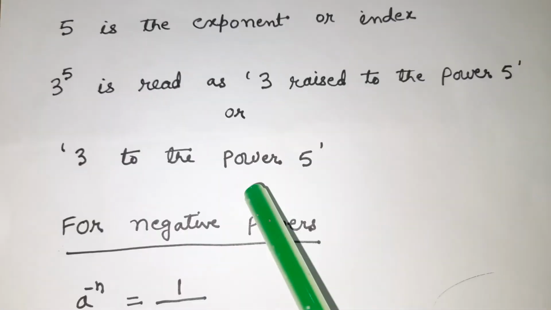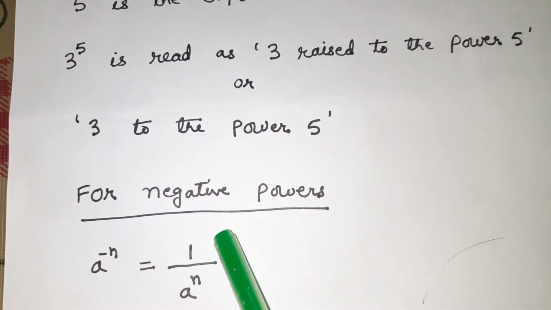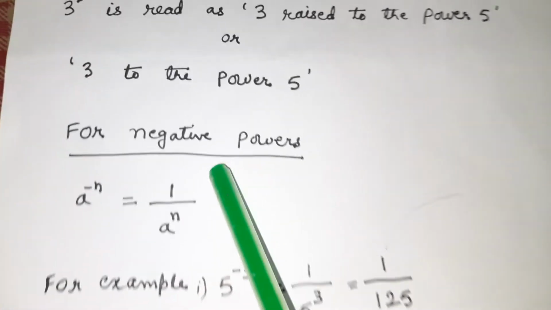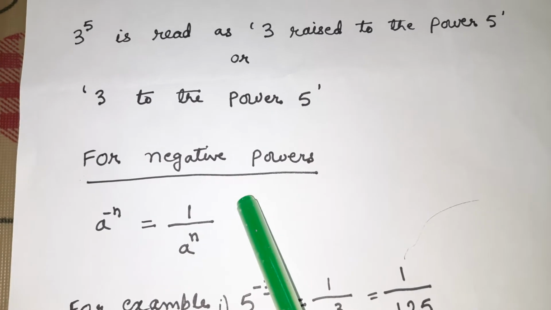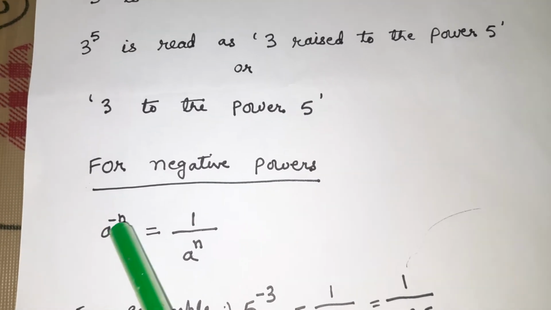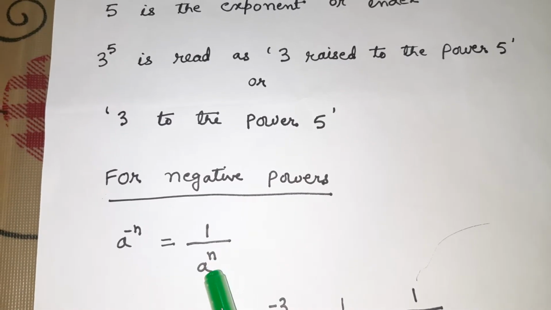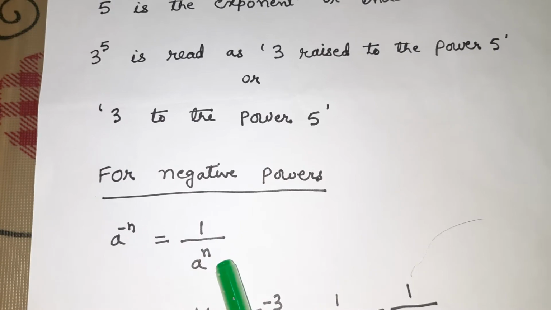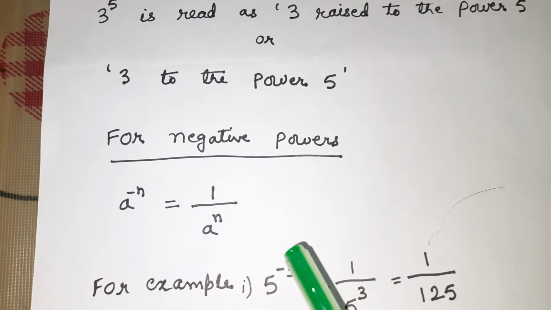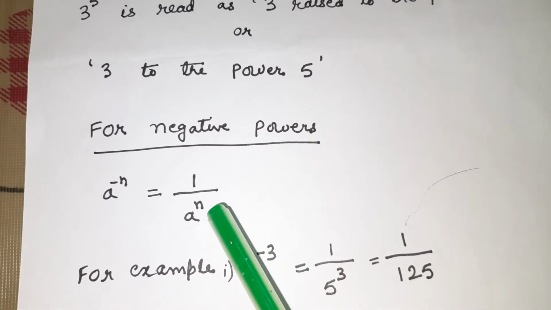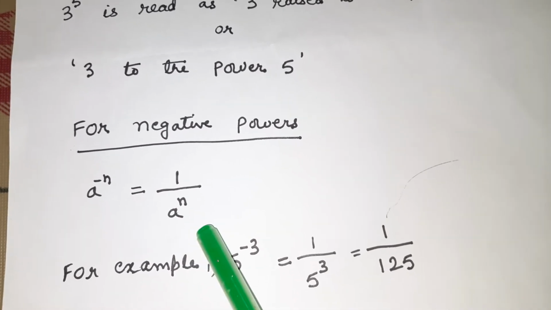Now one thing, in the junior classes you have studied only the positive power, but here we will discuss the negative power. For negative power, a raised to the power minus n means 1 upon a to the power n. Here we have to change the negative into positive. When you take the reciprocal, the negative will change into positive. Is it clear?